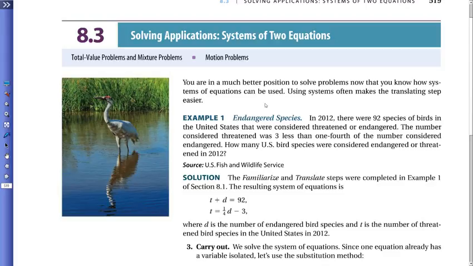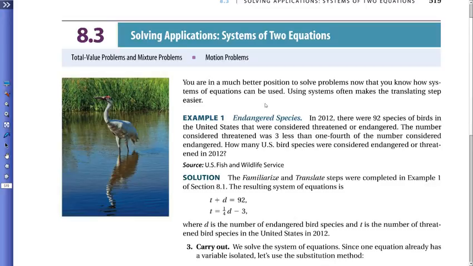So let's look at this example. Endangered species. It says in 2012 there were 92 species of birds in the United States that were considered threatened or endangered. The number considered threatened was 3 less than 1/4 the number considered endangered. How many U.S. bird species are considered endangered or threatened in 2012? Now I could go back to section 1 right here. I think this is exactly the first word problem they gave us in section 1.